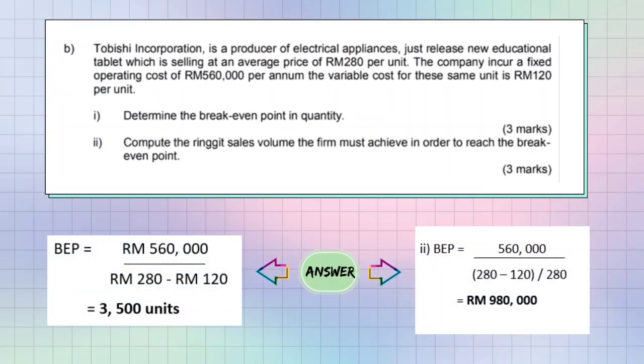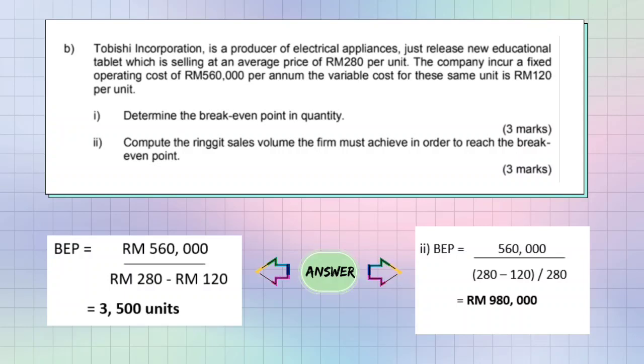For question B, first we need to determine the break-even point in quantity. The formula for break-even point in quantity is fixed cost divided by sales price per unit minus variable cost per unit in bracket. So the fixed cost is 560,000 divided by sales price per unit 280 minus variable cost per unit, which is 120. Then calculate it, we will get 3,500 units.